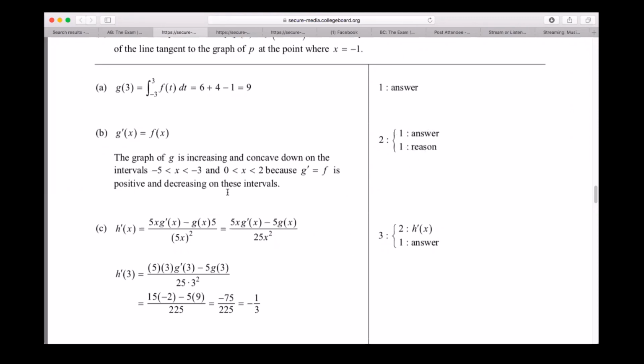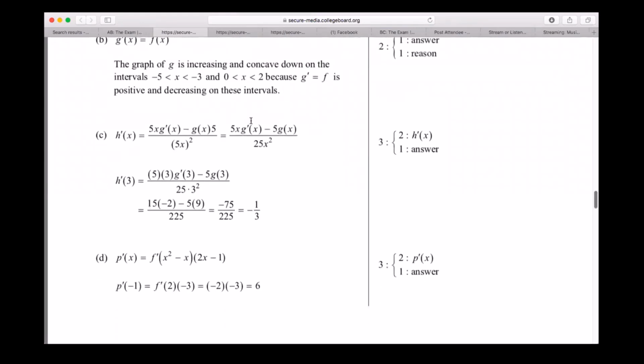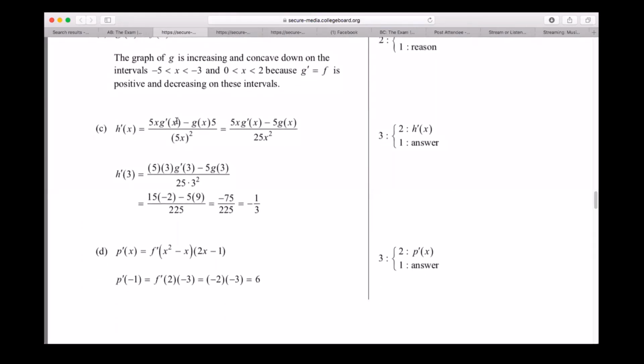And then the reason, like I said, there's a lot of ways you could have written that. You could have said because f is positive and decreasing, or you could have said what I wrote down, which is that g prime is greater than 0 and g double prime is less than 0. That would have given us the reason point. And then in part C, we did the quotient rule, and notice just for doing the quotient rule correctly, they gave you 2 points for that. Just 2 points for finding the derivative, and then another point for plugging in 3 and evaluating these 2 values correctly. Notice this little line right here, when we had 15 times -2 minus 5 times 9 over 225, this would have been enough to earn the answer point.